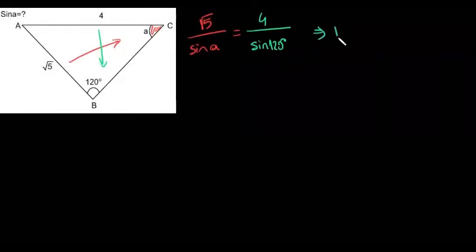Okay, in this example, what is sine of A if the measure of this angle is A? Okay, let's write the law of sines. Root 5 over sine of A is equal to 4 over sine of 120. And then let's do the cross multiplication. So we can write root 5 times sine of 120 degrees is equal to 4 times sine of A.